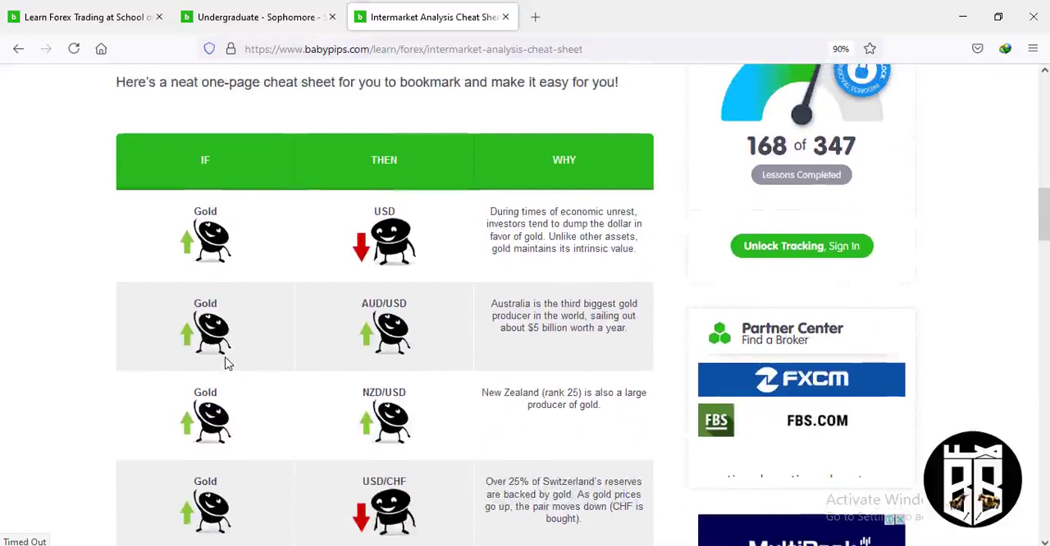So here is the cheat sheet. If gold is rising, then the US dollar is going to come down. Why? Because during times of economic unrest, investors tend to dump the dollar in favor of gold. Unlike other assets, gold maintains its intrinsic value. Okay.